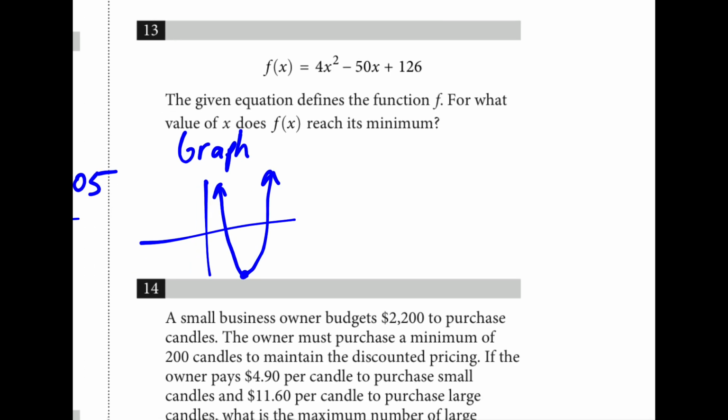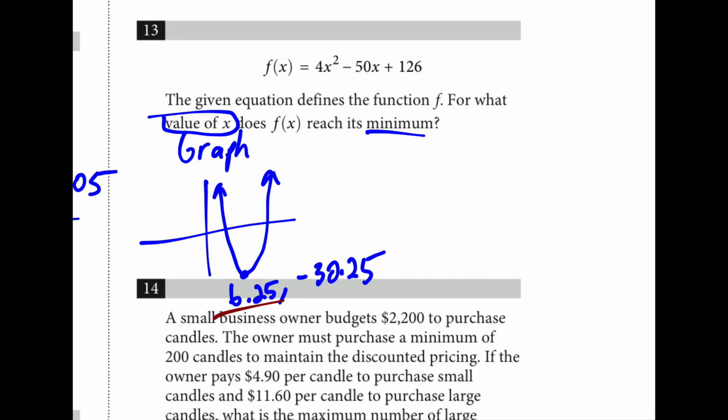And down here at the bottom, you're looking for the vertex. That's where the minimum point will be. And whether you calculate the minimum via the graphing calculator or you just click on it via Desmos, that's going to be 6.25 comma negative 30.25. So for what value of x does it reach its minimum? That would be the first one.